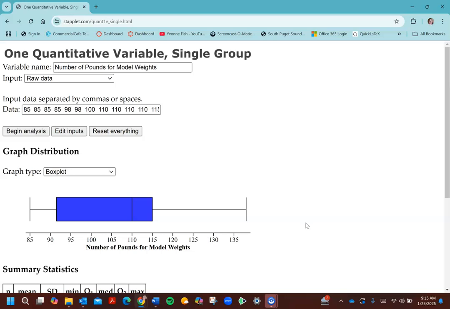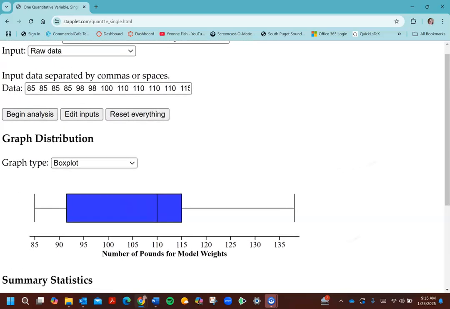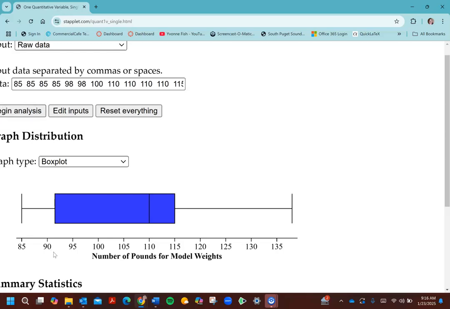So this is our box plot. And it's a really nice picture. It shows you that a lot of the front of the data is on the lower end. And then we have this high value. And then we're going to look at how we know if that's an outlier or not.